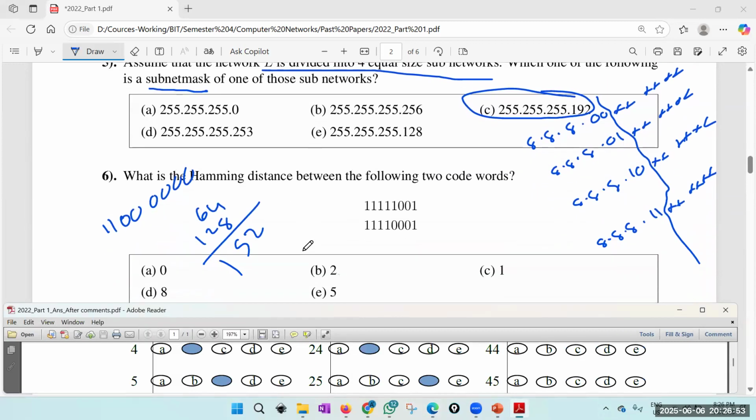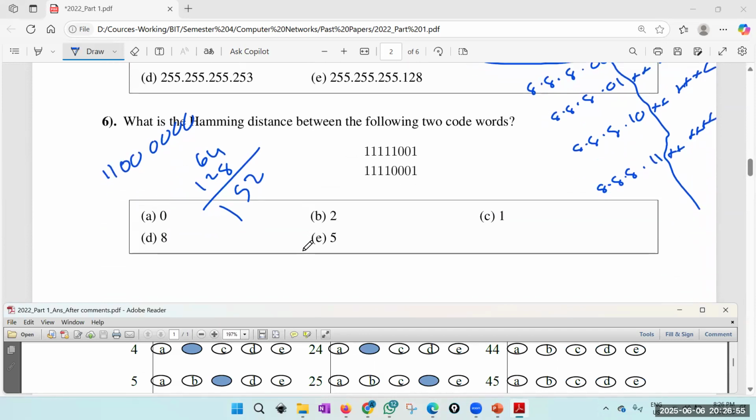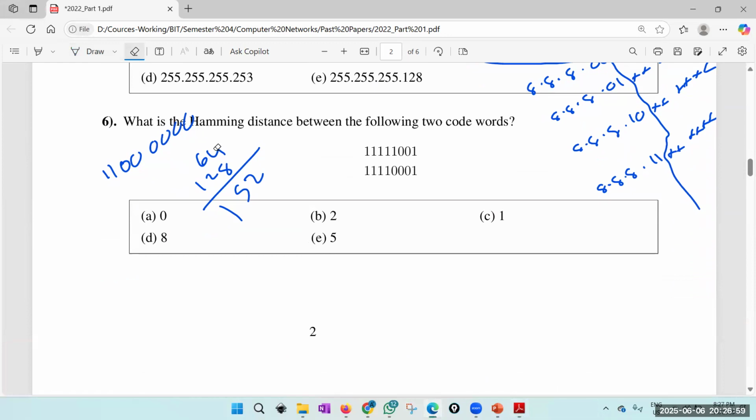Yes, C. Right, now this is a different question. What is the Hamming distance between... remember I did not do the Hamming code part. I told you that I will do it in the next class, how to calculate the Hamming code. But this question is not calculating Hamming code, rather finding the Hamming distance.